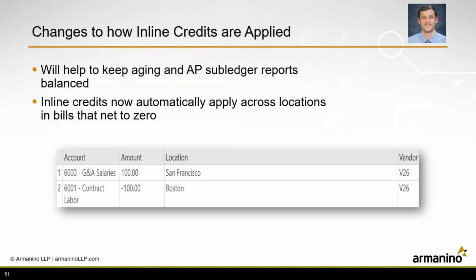A quick example: say you create a bill that has a line item for your San Francisco location, and you also create an inline credit for that bill for your Boston location. When you post the bill, the credit for the Boston location is going to automatically apply to the San Francisco location. In other words, that credit will not be available to apply later on any other bills. So those are some changes in how inline credits are applied, and how the logic is going to work going forward in this release.